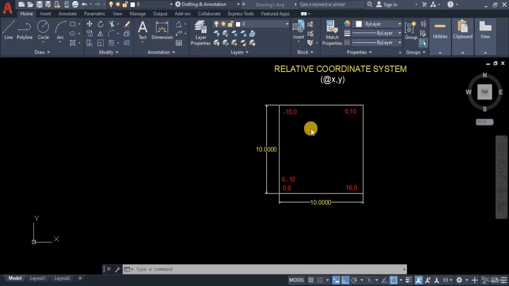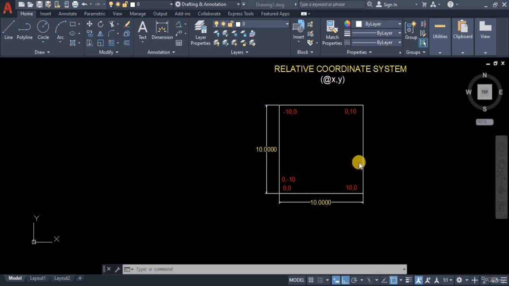Relative coordinate system. In the relative coordinate system, your origin is always going to start from 0, 0. But as we move from the origin to the next point, your coordinate is going to change. The coordinate is going to be relative to the previous point. It's going to be relative to the previous coordinate. What do you mean by this?